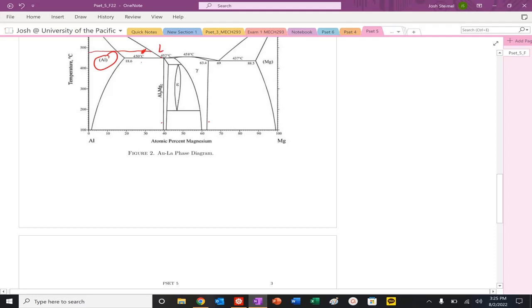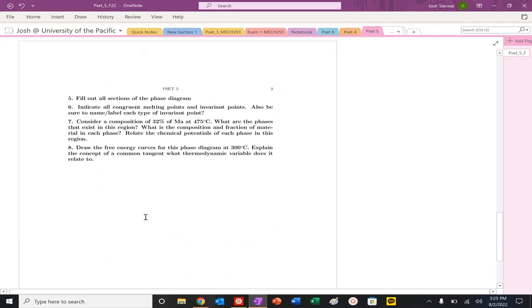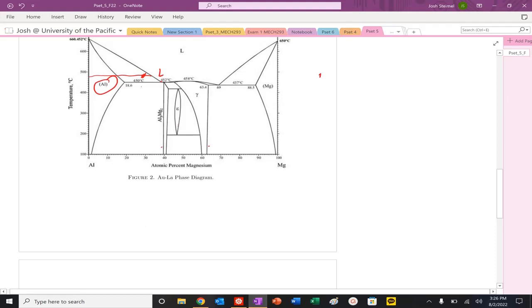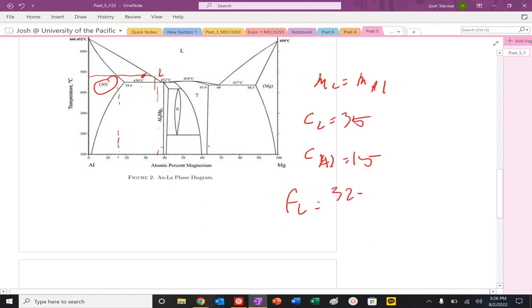They're liquid and Al. I know the chemical potential of my liquid is equal to the chemical potential of my Al. I also know that my composition of liquid is about, let's call it 35%. I know that my composition of Al is, let's call it, just for convenience, 15%. So my fraction of liquid, I'm going to go opposite, remember? So I'm going to go 32 minus 15 divided by 35 minus 15.